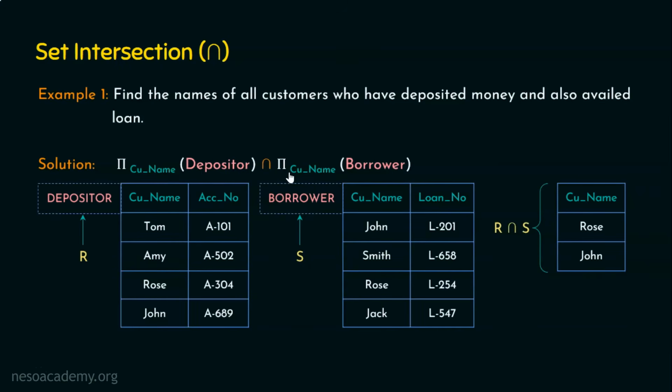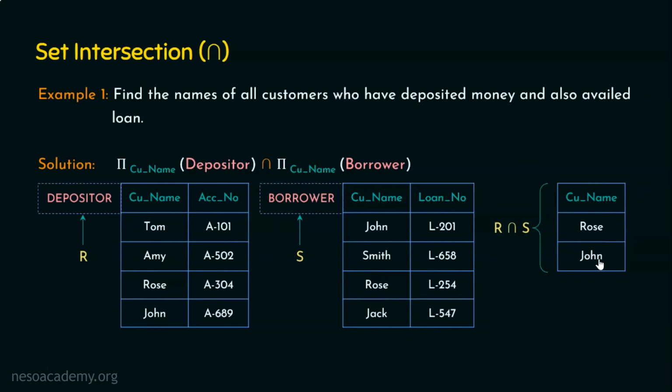This is also customer name and this is also customer name, and we can confirm that condition number 2 is also getting satisfied because both the attributes belong to the same domain. So we got R intersection S with the output Rose and John.